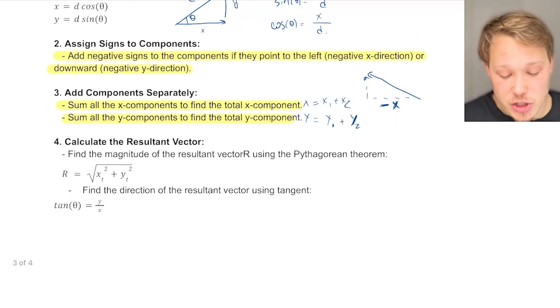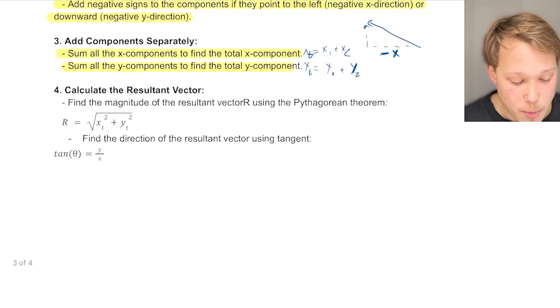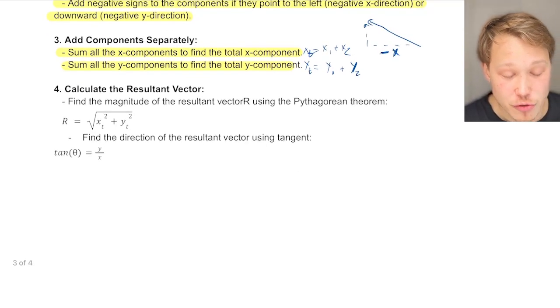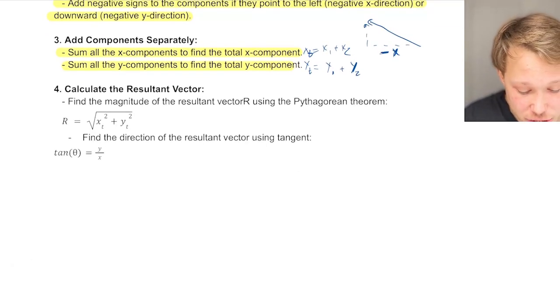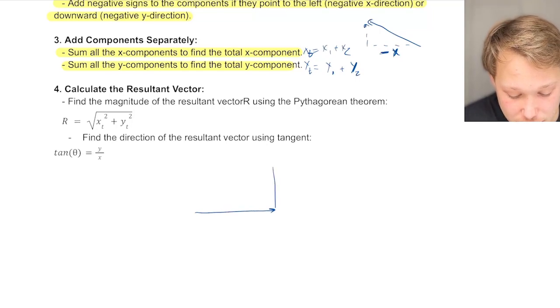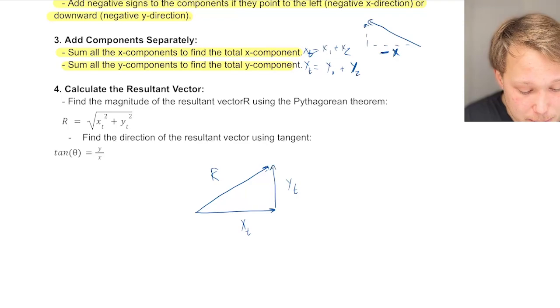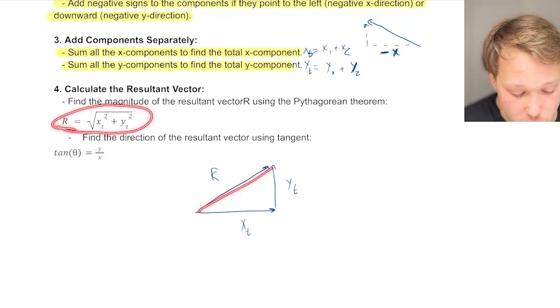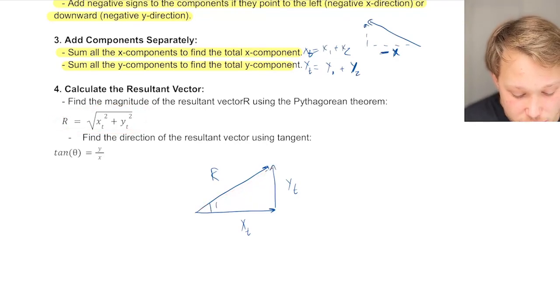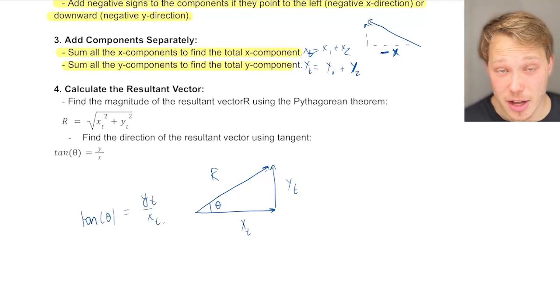Finally, once we have the total x and the total y component, we'll find the magnitude of the resultant force. So essentially, if you have a total x and the total y component, what you're doing is finding the hypotenuse. We call this the resultant force. So the overall vector is called the resultant. Using the Pythagorean theorem, we find r, and then using tangent, we can find an expression for the angle theta.